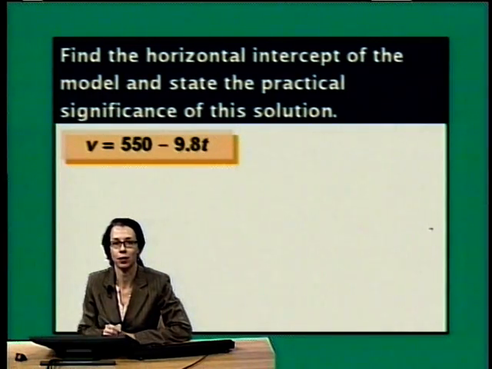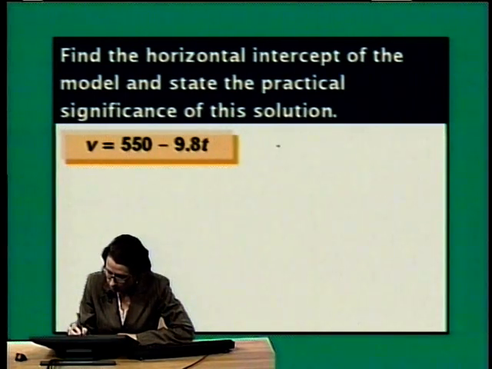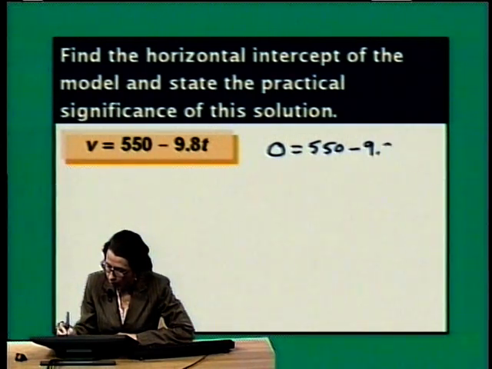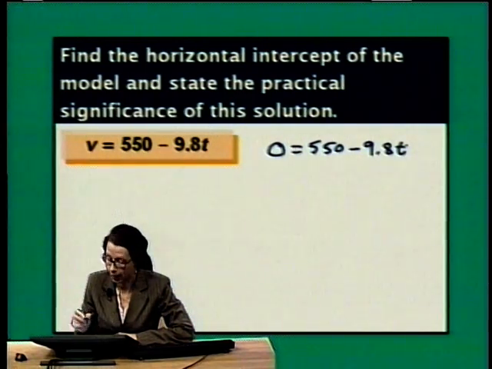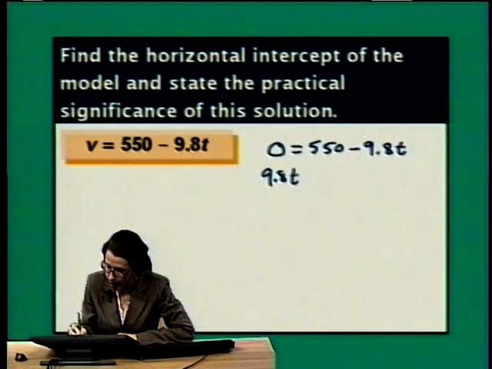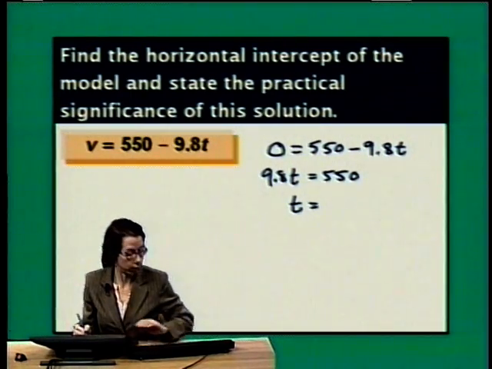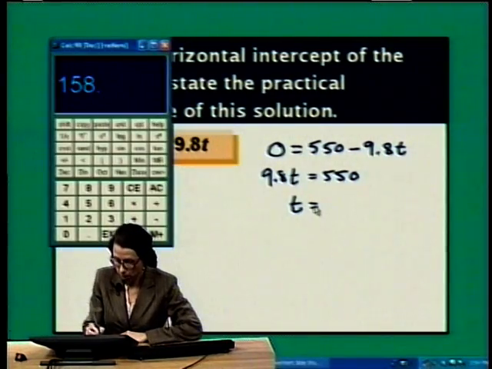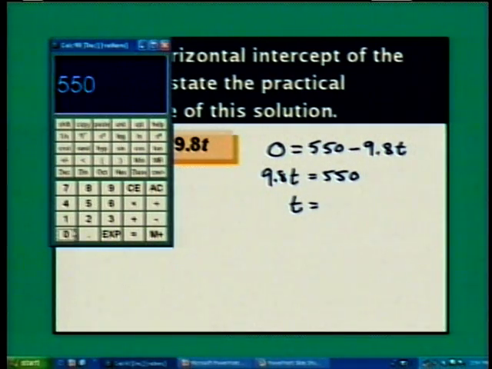What about the horizontal intercept? Well, the first thing I have to do is determine the horizontal intercept, and I'm going to do that by setting the vertical coordinate v to 0. So I'm going to need to solve the equation 0 equals 550 minus 9.8t. Adding 9.8t to both sides and dividing both sides by 9.8, 550 divided by 9.8 is about 56.